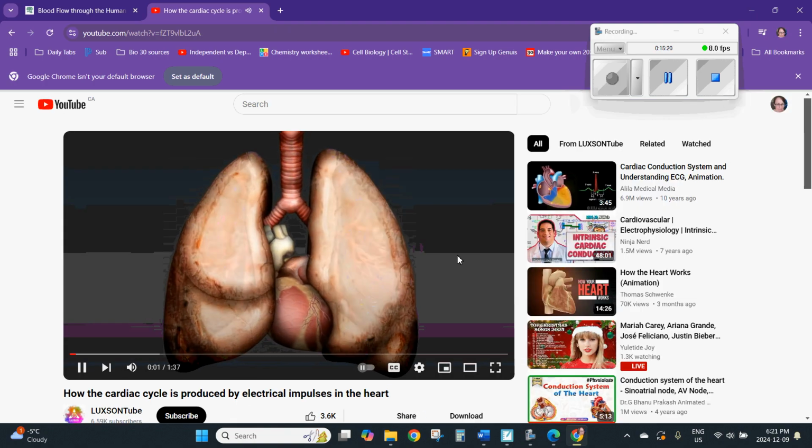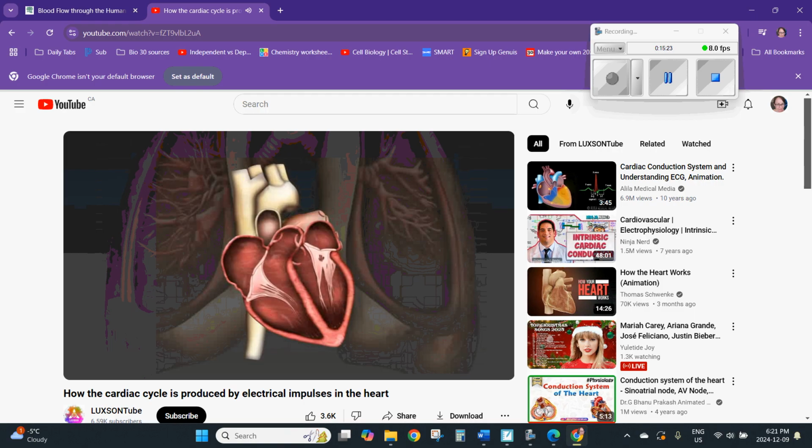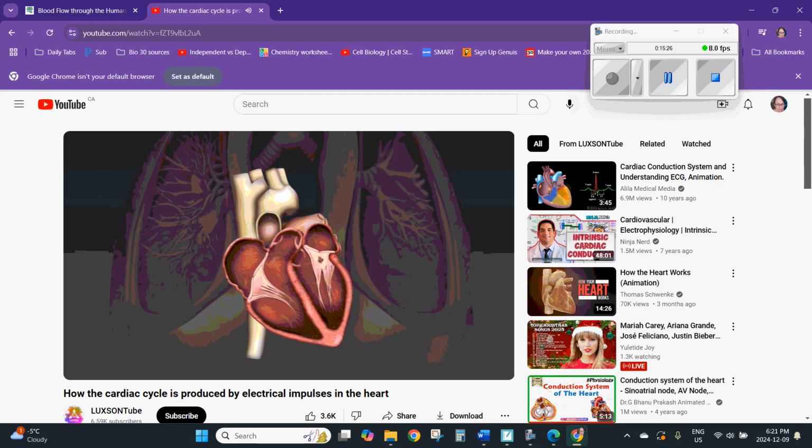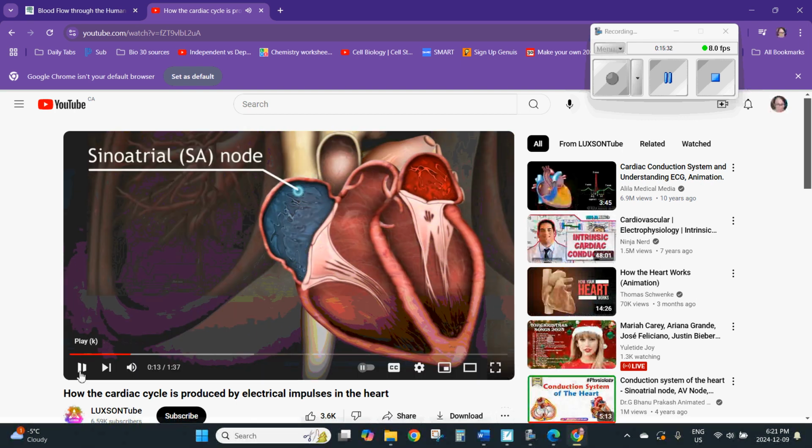This animation explains how a cardiac cycle is produced by electrical impulses in the heart. The cardiac cycle starts when an electrical impulse or an action potential is generated at the sinoatrial node. So action potential is the terminology that they will use in Bio 30, and that is just talking about an impulse or the electrical impulse being sent from that sinoatrial node down to the AV node.